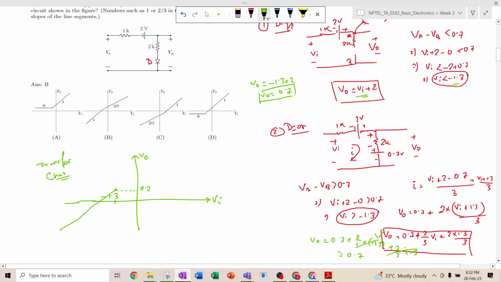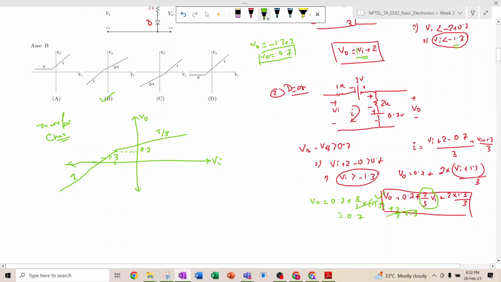That means it is a y equals mx plus c curve, right? So what will be the slope? The slope is nothing but 1. And then in the next case the slope is 2 by 3 into Vi, right? So the slope is 2 by 3. It will be like this, 2 by 3. Okay. So this corresponds to this diagram. So the correct answer will be answer B, right? Okay.